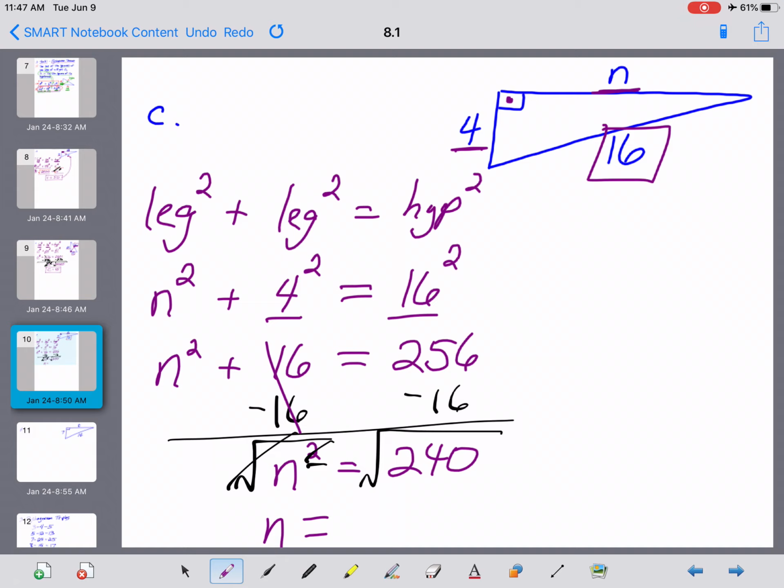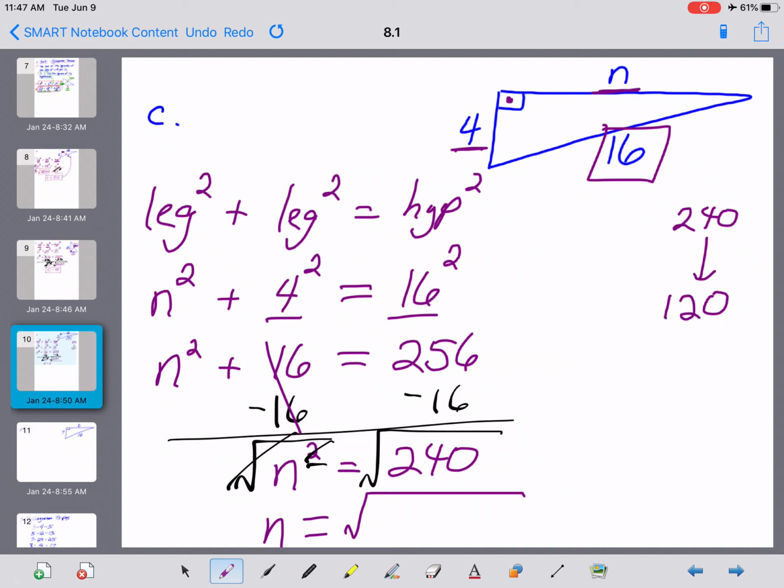We are not looking for decimal answers at this level. So what we need to do is to try to use what we learned in the first section here of 8.1 and try to simplify this radical by finding a perfect square that goes evenly into 240. So what I told you guys to do is to think about that number, your radicand, 240, and cut it in half.